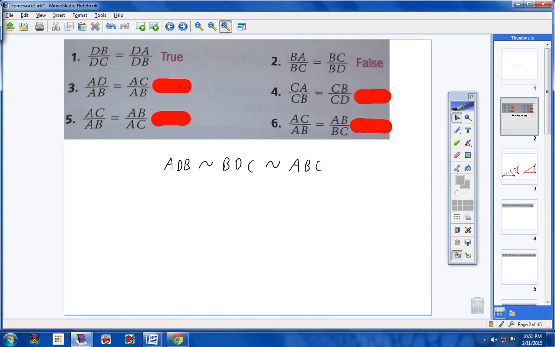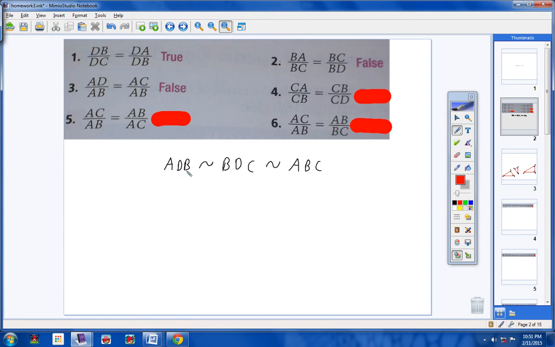Alright, let's try number 3. Alright, AD. Now here's AD right here. Got it? AD over AB. Here's AD. Here's AB. So I have AD over AB equals AC over AB. Well, there's no AC here, guys. There's no way it can work. Now, maybe it's a different AD. I can try that. But there's no other AD up here, so no. That's totally false.